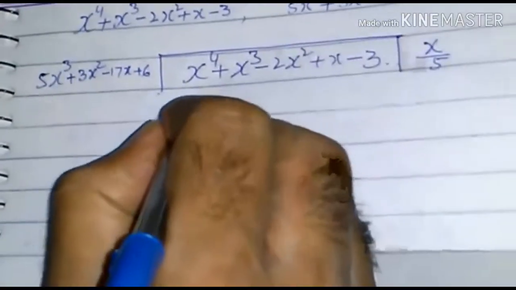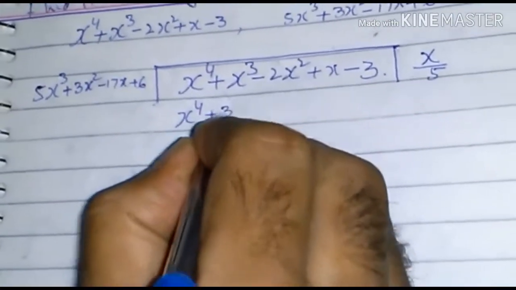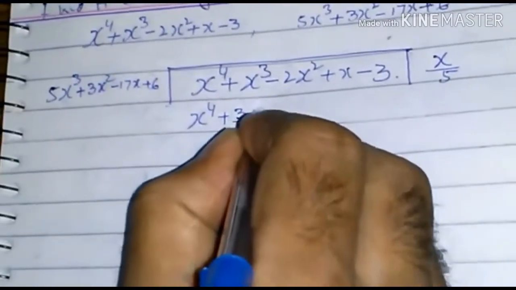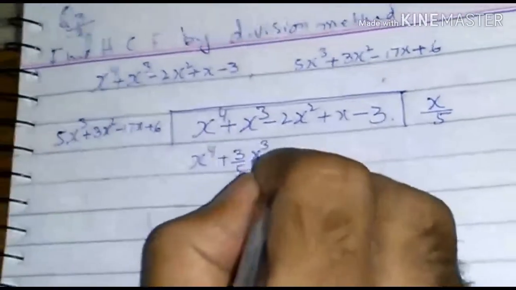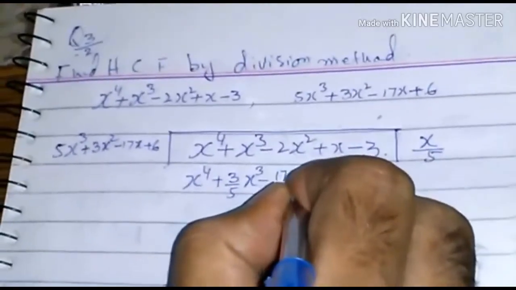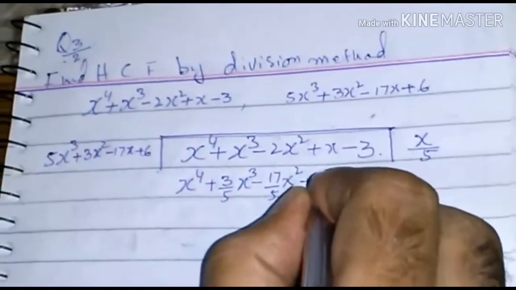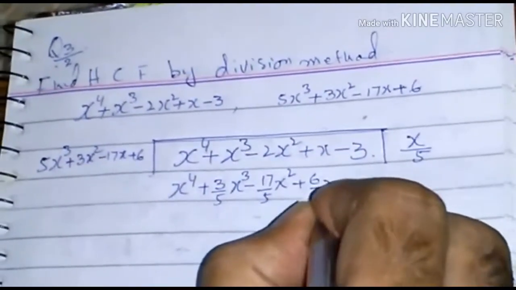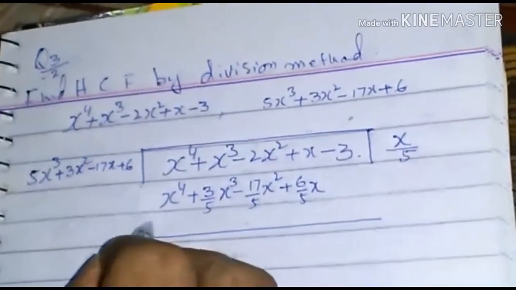We get x to the power 4 plus 3 over 5 x cube minus 17 over 5 x square plus 6 over 5 x. Now change the signs.